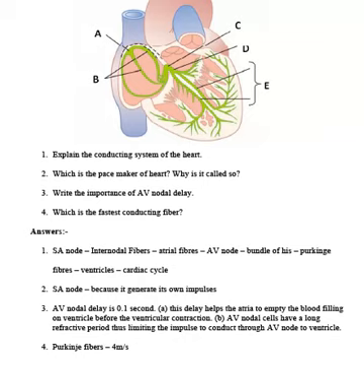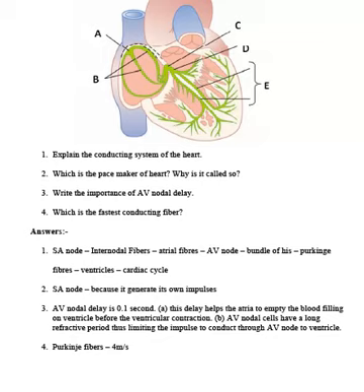First one, explain the conducting system of the heart. It is the SA node, internodal fibers, atrial fibers, AV node, bundle of His, Purkinje fibers, and ventricles, and this is actually a continuous part. The second question: which is the pacemaker of the heart? It is the SA node. And we have to tell the reason, because it generates the impulse.